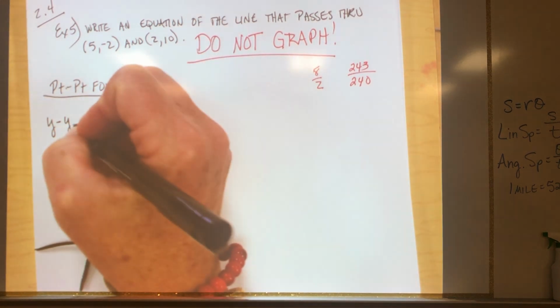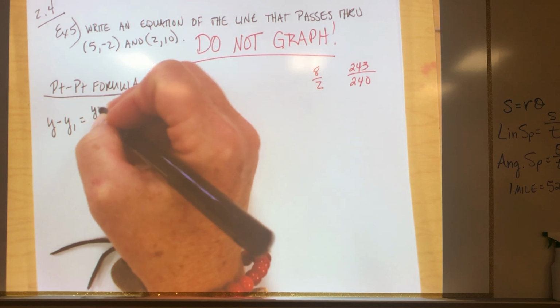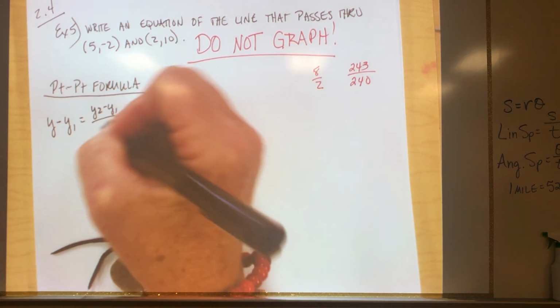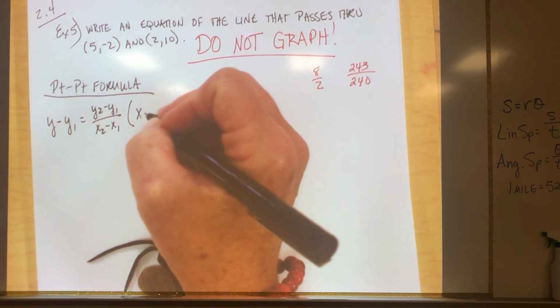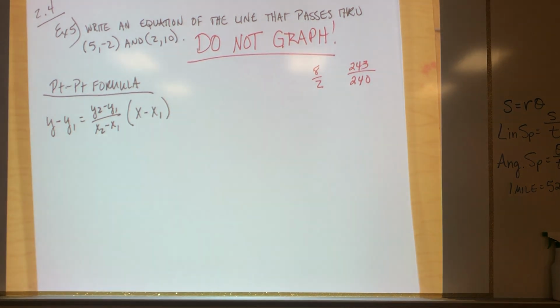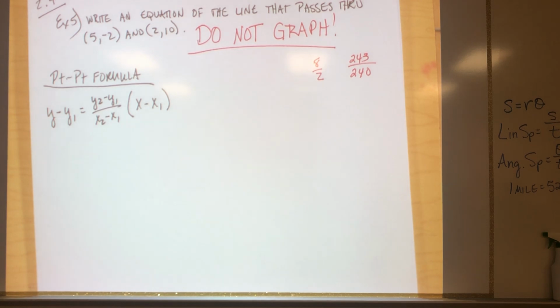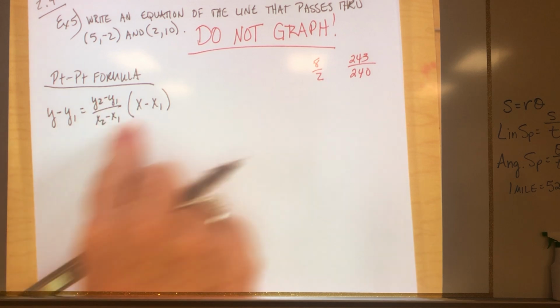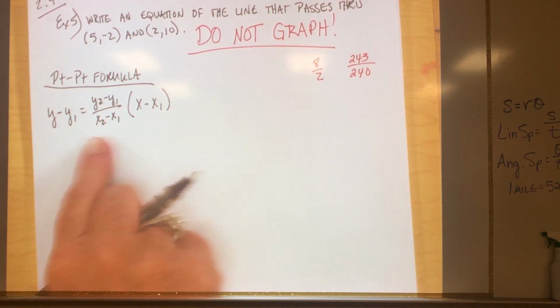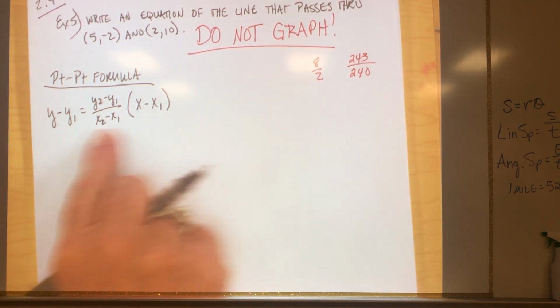y minus y sub 1 is equal to y sub 2 minus y sub 1 over x sub 2 minus x sub 1, times the quantity x minus x sub 1. That's so extra. That is very extra, right? What's the only thing they did, people? Add slope. Yeah, they put the slope formula in for m. Oh my gosh, by the time you plugged in all your numbers in this mess, you'll get lost. It's crazy. Don't do that.